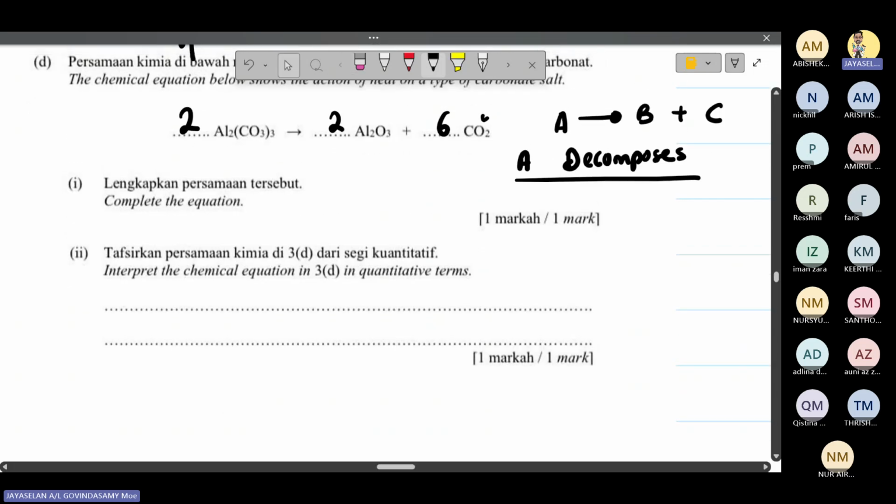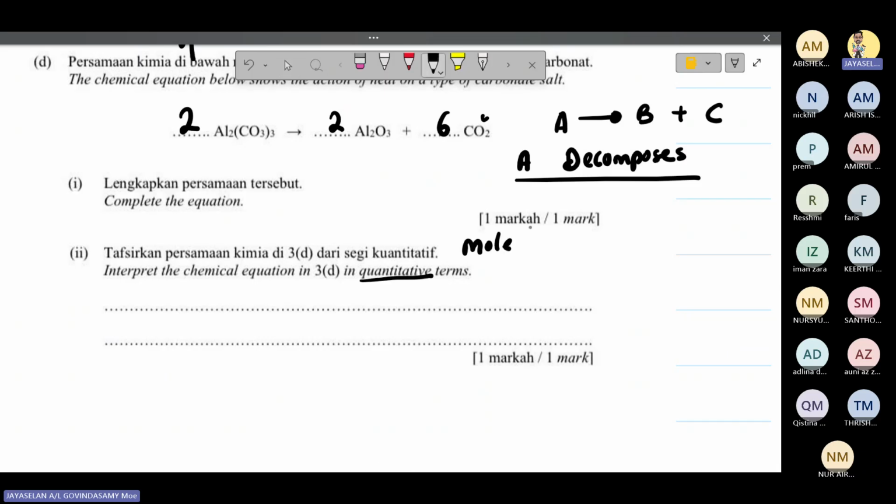Interpret the chemical equation in qualitative term. Lama tak keluar dalam exam. Qualitative means how many mole? Berapa mole? Okay, depan ini 2 mole kan? So you letak di sini 2 mole. Okay, 2 mole. Ini adalah apa? So tuliskan aluminium. Okay, aluminium carbonate. Kalau boleh jangan tulis formula.